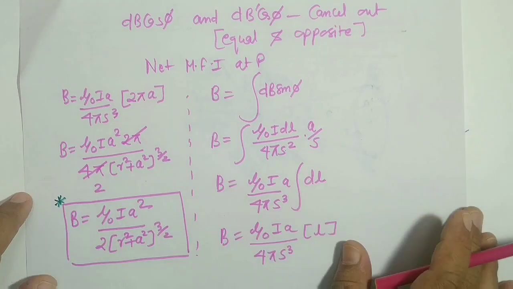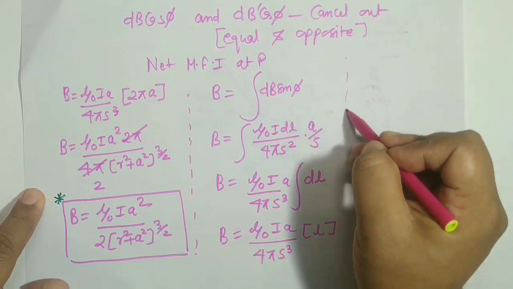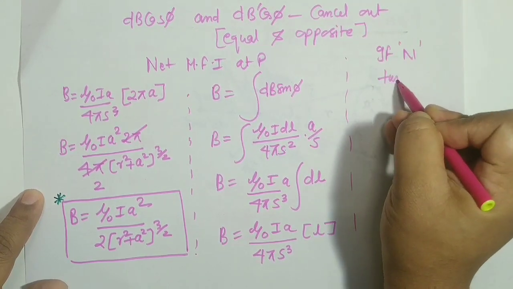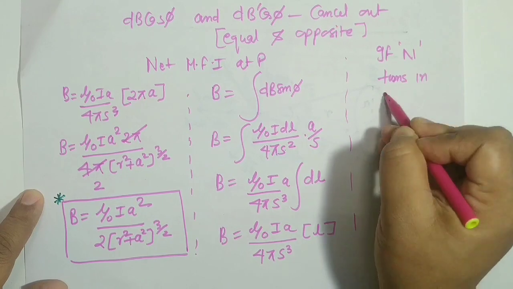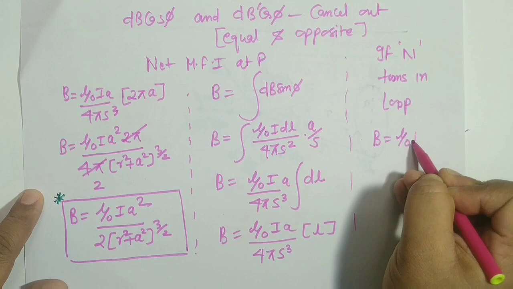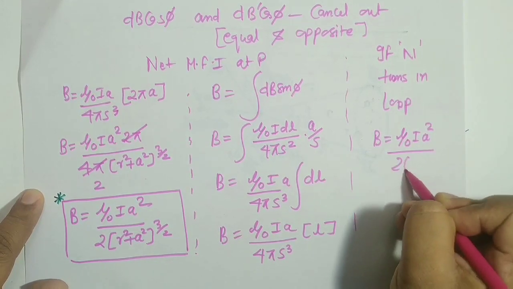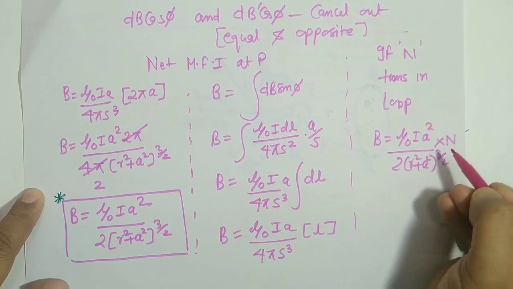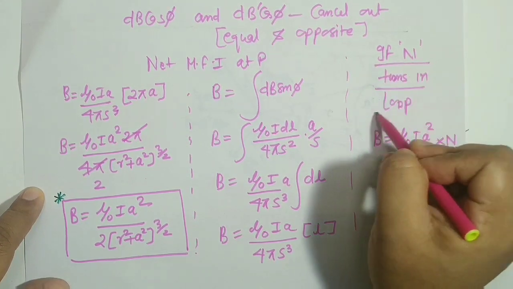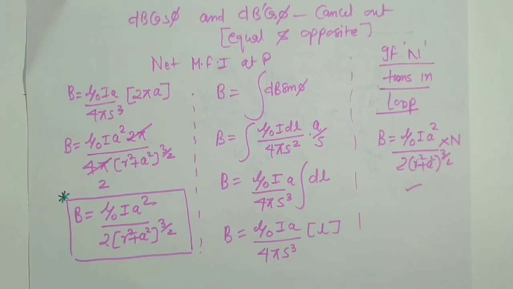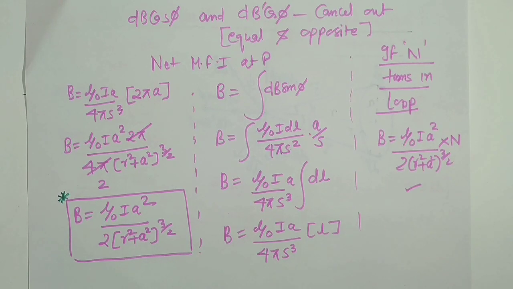So this is the case, and at the last, if there are n turns in the coil, n turns in the loop, then B will be mu naught I A square by 2 times (R square plus A square) to the power 3 by 2, into n. So this is if n turns in the loop. So this will be the concept. This is the magnetic field intensity due to a current carrying circular coil on axis.